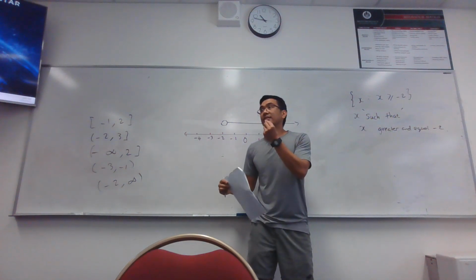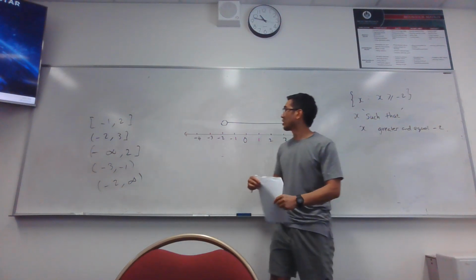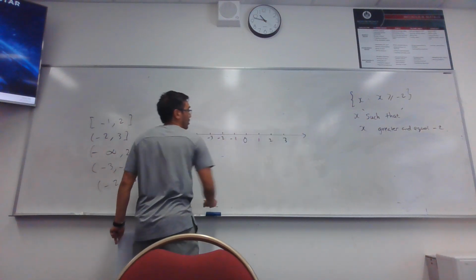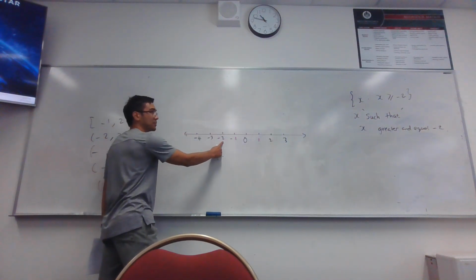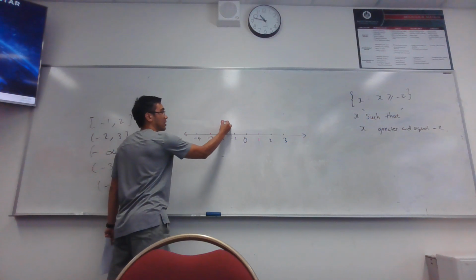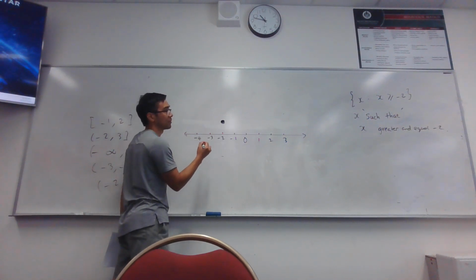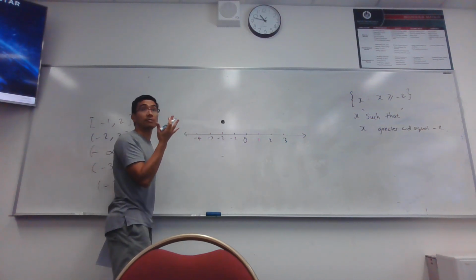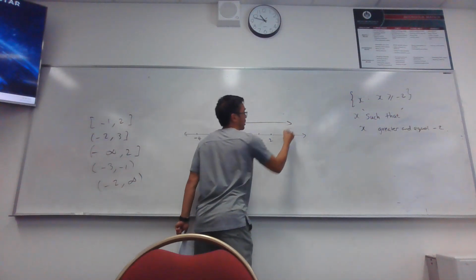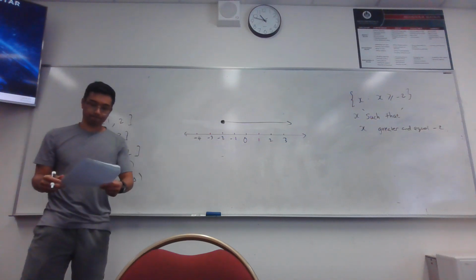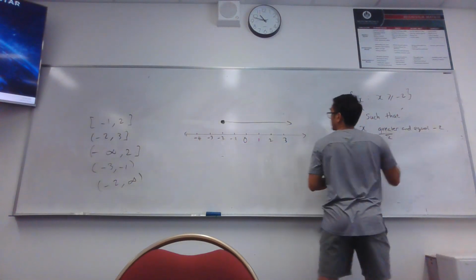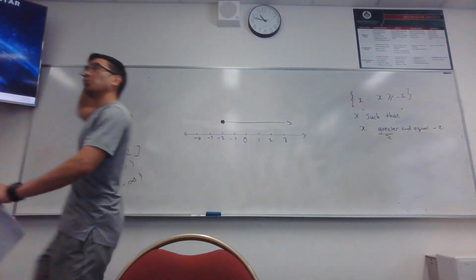X such that X is greater than or equal to negative 2. Now that you know what it is in English and not gibberish, what do we draw? Do we want the negative 2? Color it in? No, it's closed because it's equal to. Left or right? Right. Because it's greater, bigger, more positive.